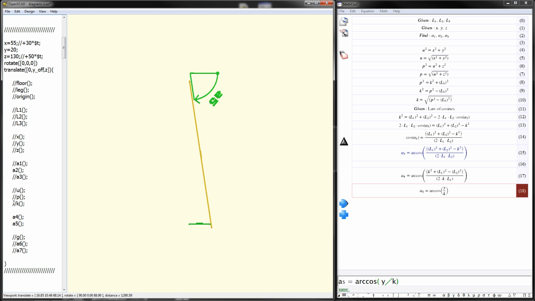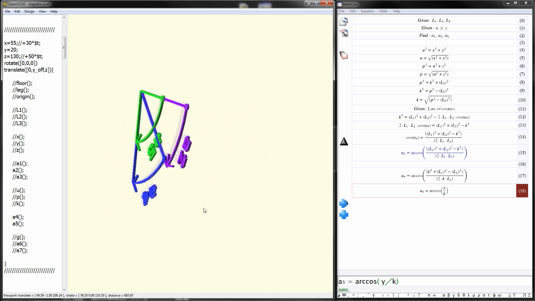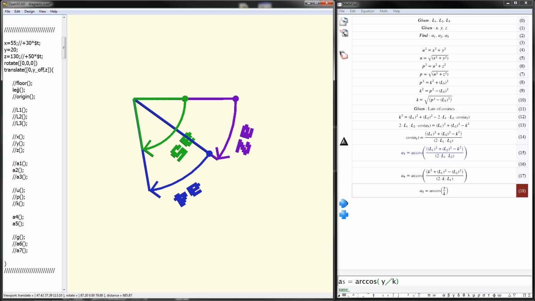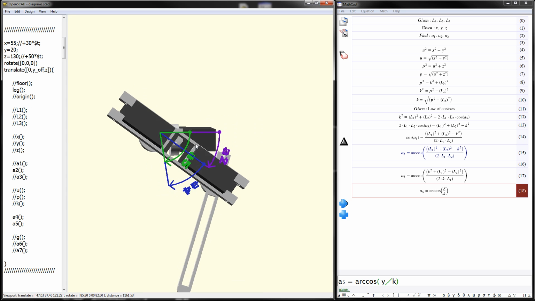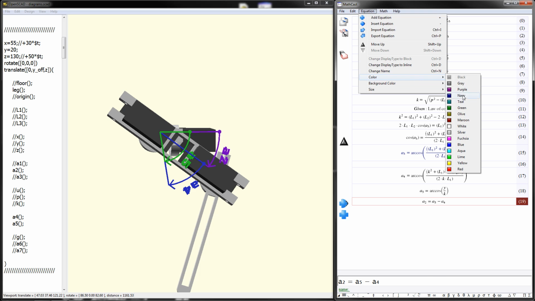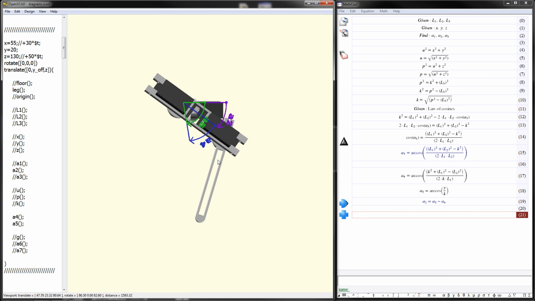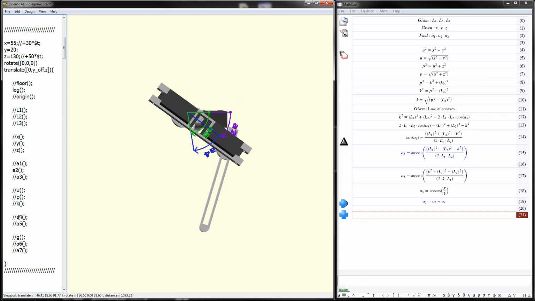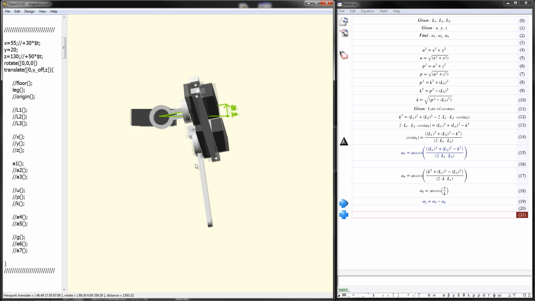Now, with A4 and A5, we can solve for A2. Let's bring the leg back in just to see where we are. Alright, so A2 equals A5 minus A4. So now we have 2 of the 3 equations that we're solving for. And finally, we need to solve for A1.